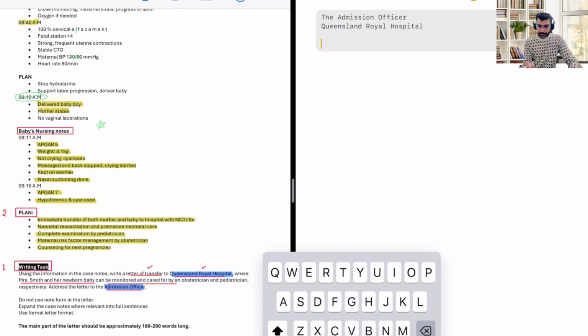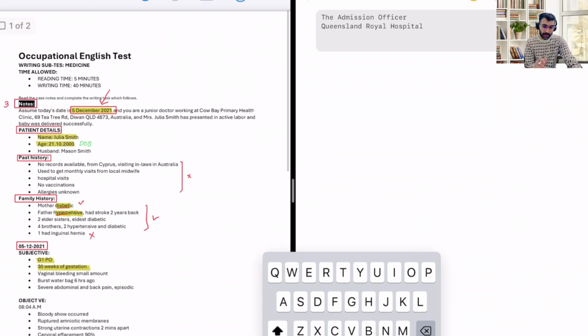After the address, the next thing to write is the date. Today's date is 5 December 2021. 5 December 2021 is given on the top here. This one. Then greetings: Dear Admission Officer.